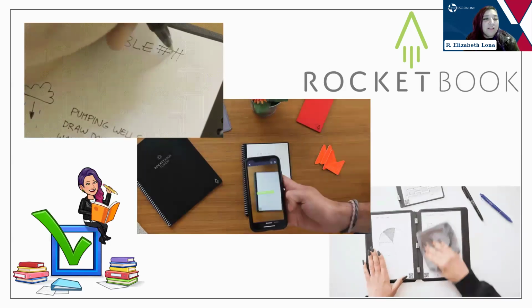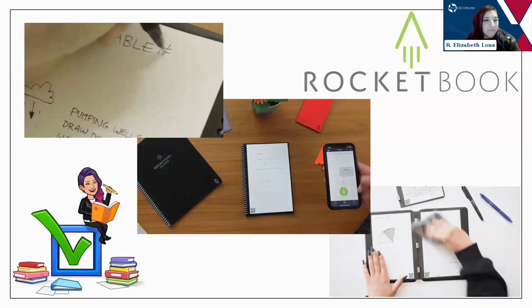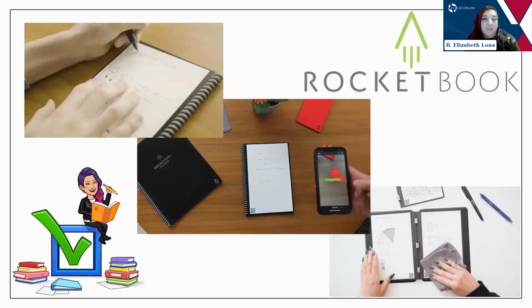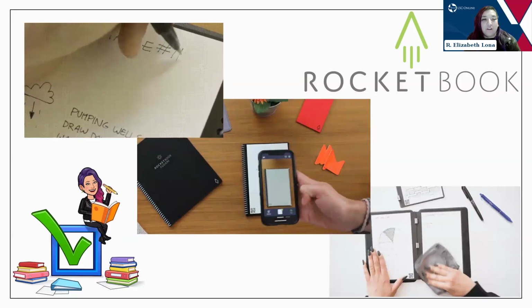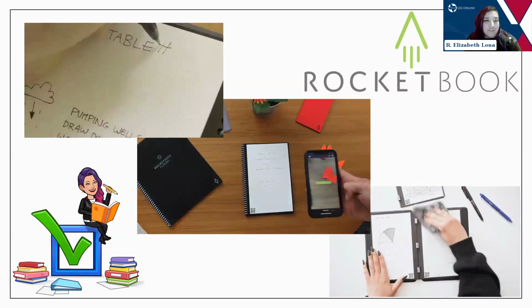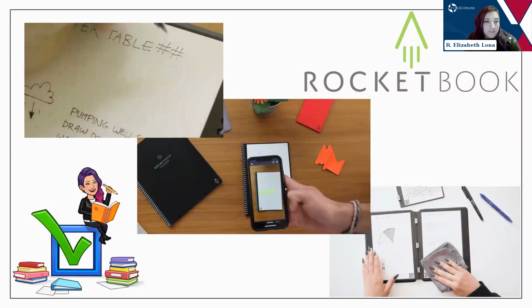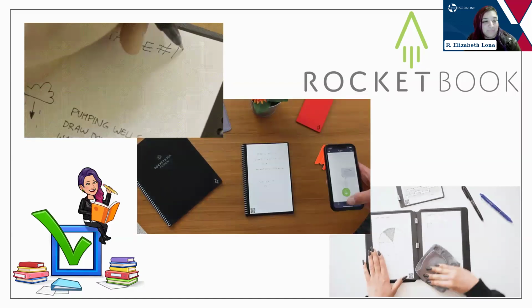As we can see, this is how it works. We handwrite it, and with our app, we scan it, and then it goes directly to the cloud. If you don't want it to go directly to the cloud, you can change it and do it manually, in case you need to make any changes. And then once it's done, we can erase it and reuse it.